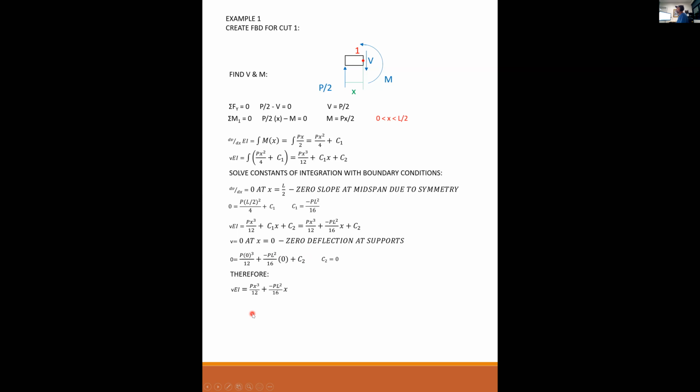Therefore, my final equation, V times EI is equal to PX cubed over 12 minus PL squared over 16X. So what this is, if I know my section properties and my material properties, I know E, and for any given x, I can now tell you what the deflection is, right? So we now have the deflection as a function of x. And this is very powerful. You can find the deflection anywhere on that span. For the final solution, I just took the EI and brought it over here. So the deflection is 1 over EI times PX cubed over 12 minus PL squared over 16X. General equation for the deflection valid anywhere on the span.